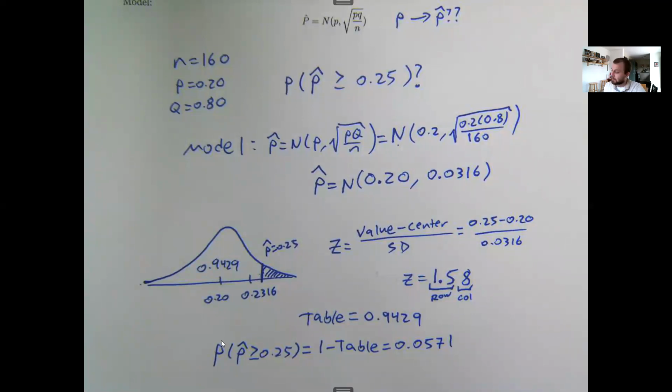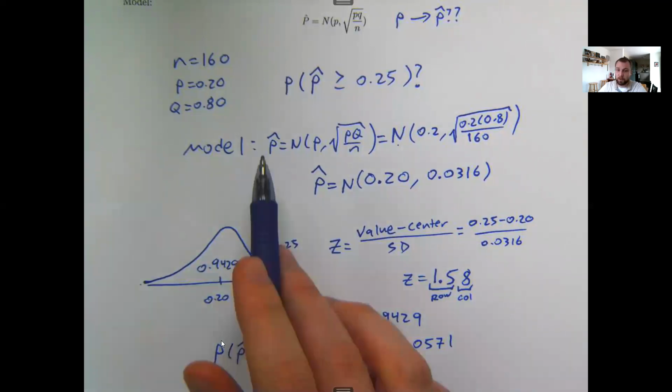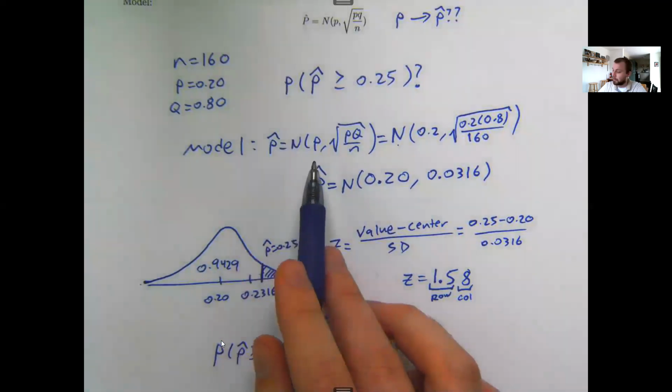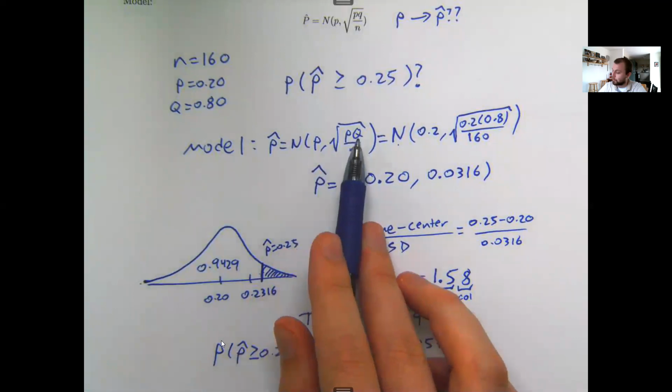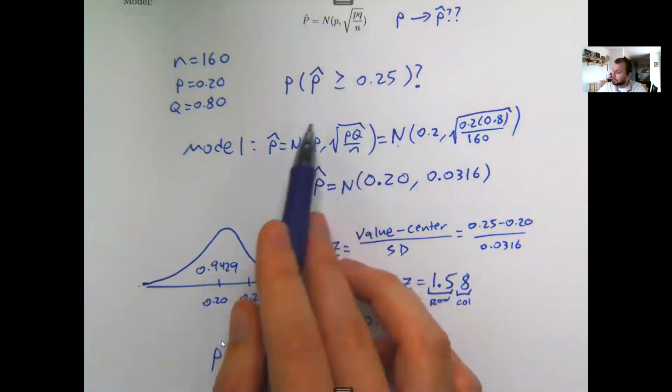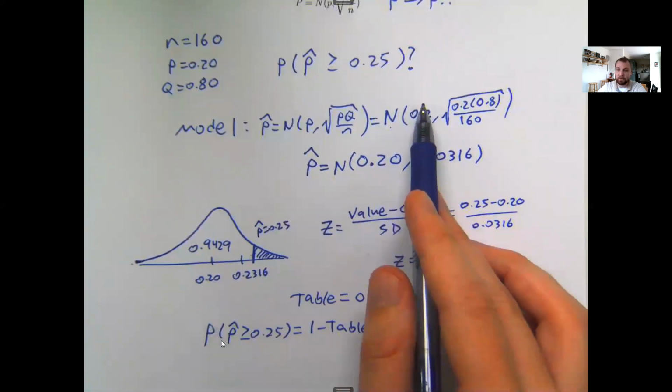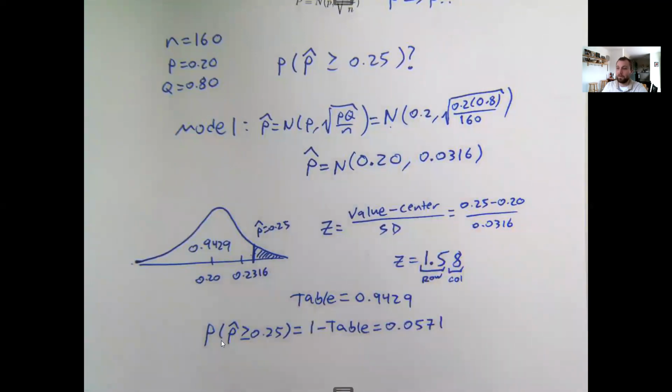I can examine sample success rates using this model. p-hat is normally distributed with the center of p and a standard deviation of root pq over n. And as soon as I set up this model, it's just a matter of finding and looking up those z-scores.